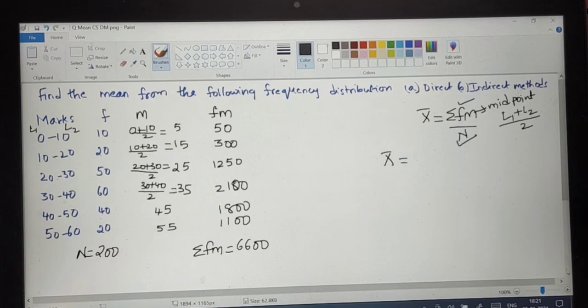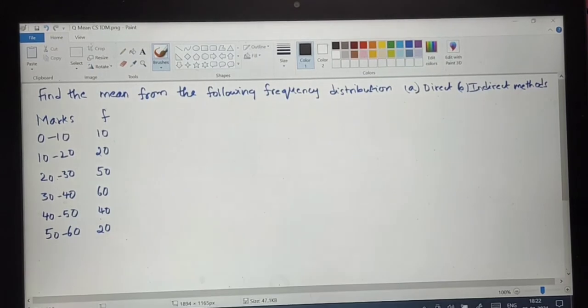Mean equal to sigma FM total, which is 6600 divided by 200, which gives us the answer as mean equal to 33. So this is how we are supposed to solve a problem using the direct method formula in mean continuous series. So let's go ahead with indirect method. So here we have indirect method.